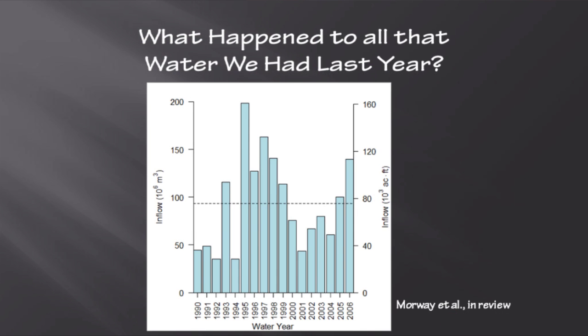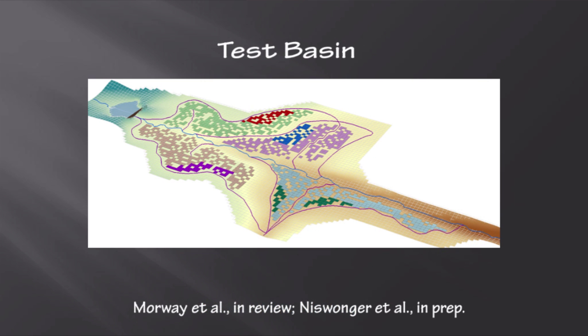And this is just an example that really illustrates this boom and bust type of climate that we experience, that we're all very familiar with. Here's the test model that we're using. It's very much like all of the agricultural basins on the Humboldt or the Walker or the Carson River Basin. This is very typical.